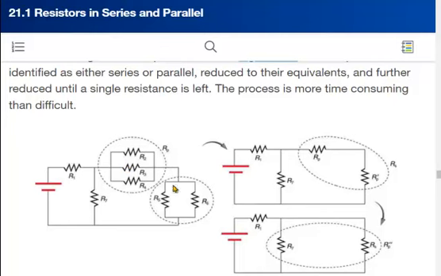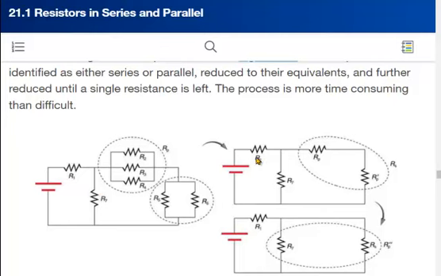And then when we're done with that, we're going to look at, okay, we got a junction here, we got a junction here, so all the stuff over here must be in parallel with R7. And then finally, once we have all the stuff in parallel with each other, now we can say all of this stuff here is in series with R1.